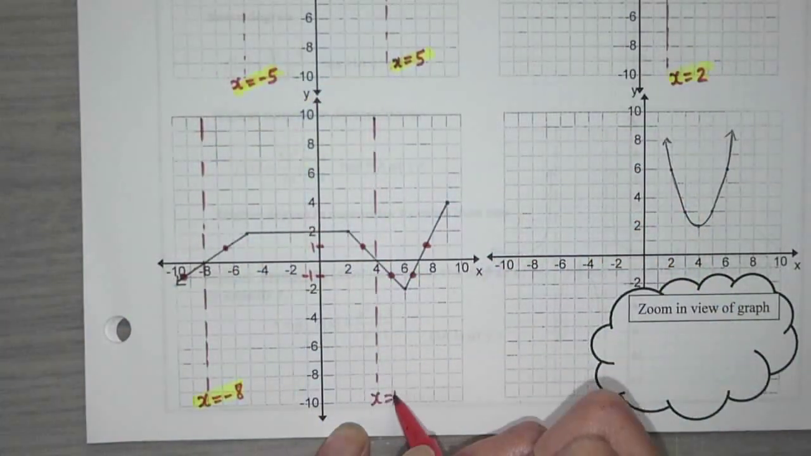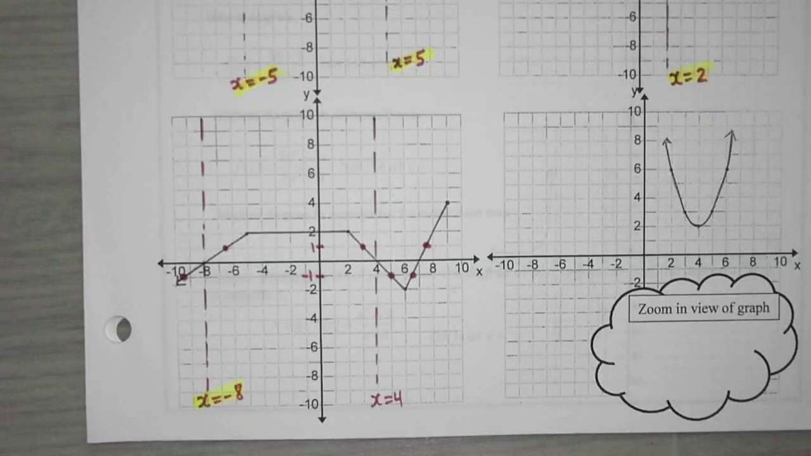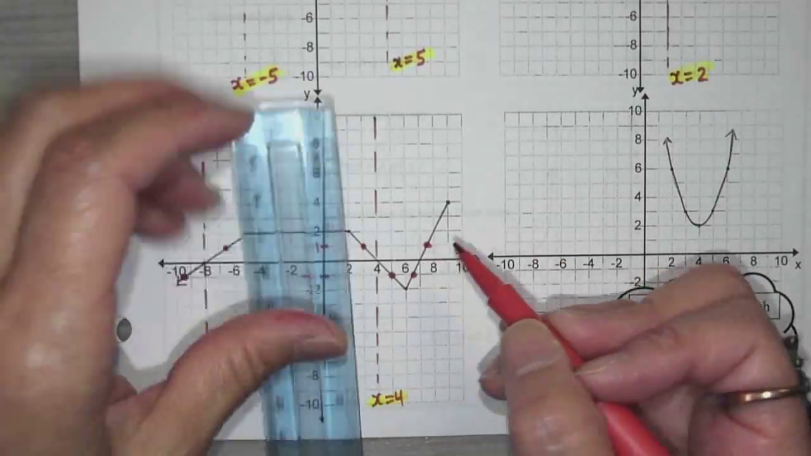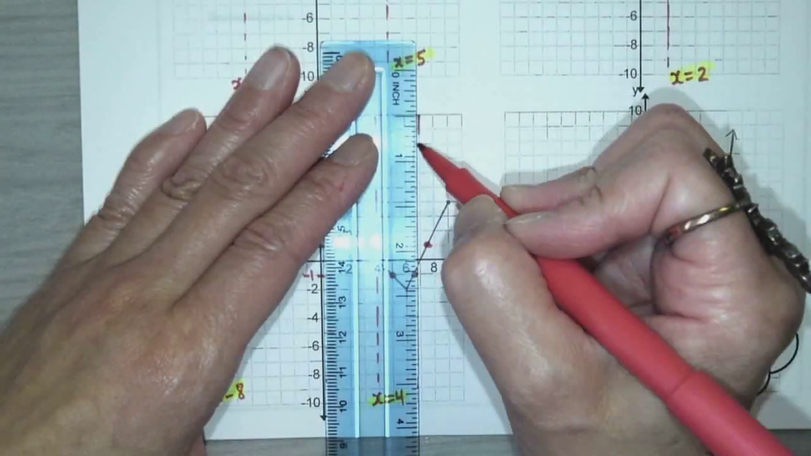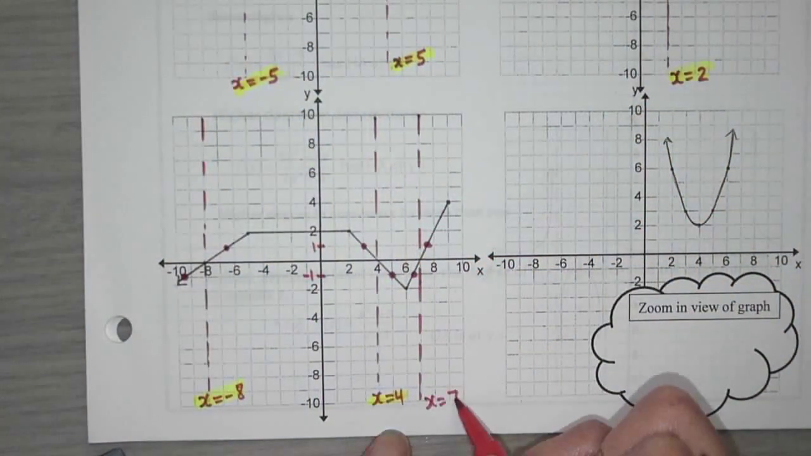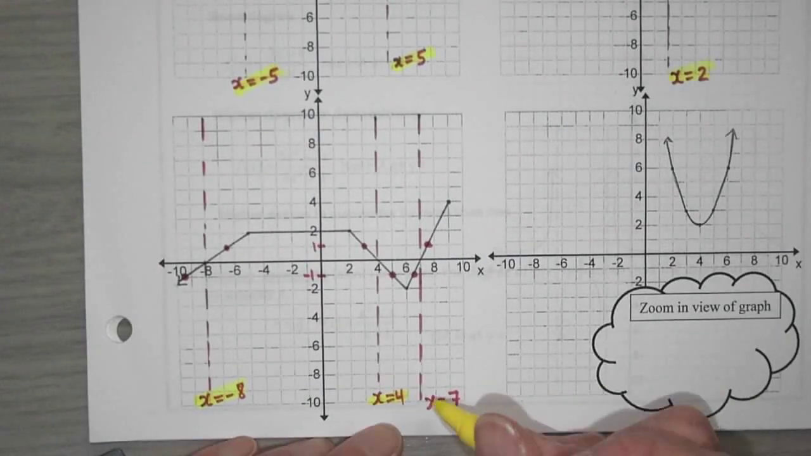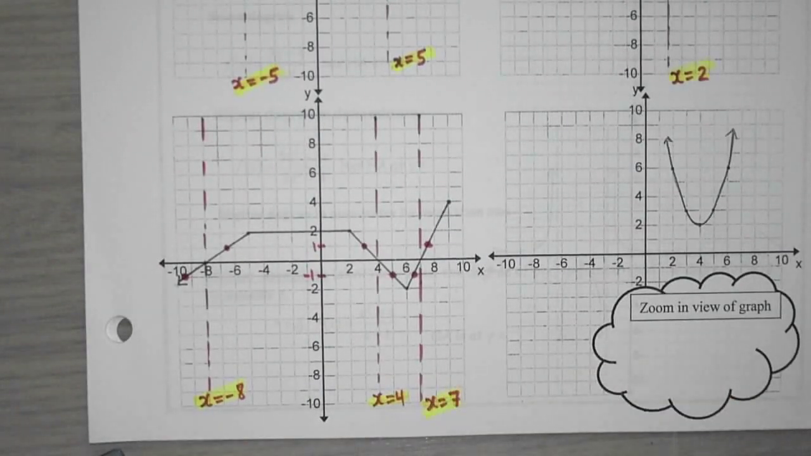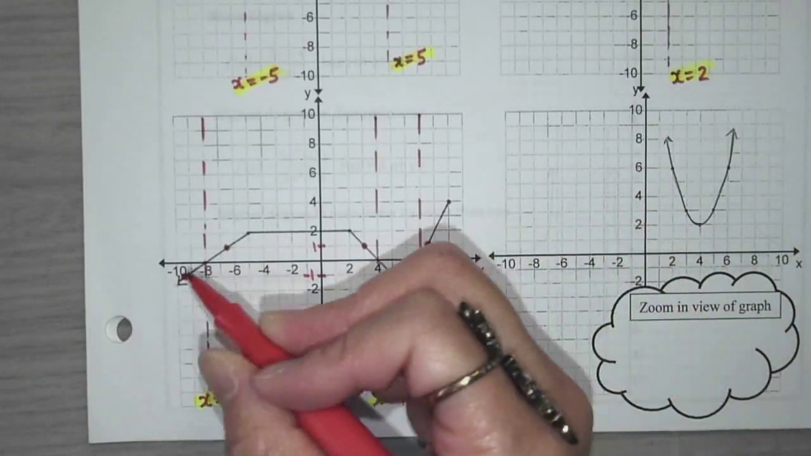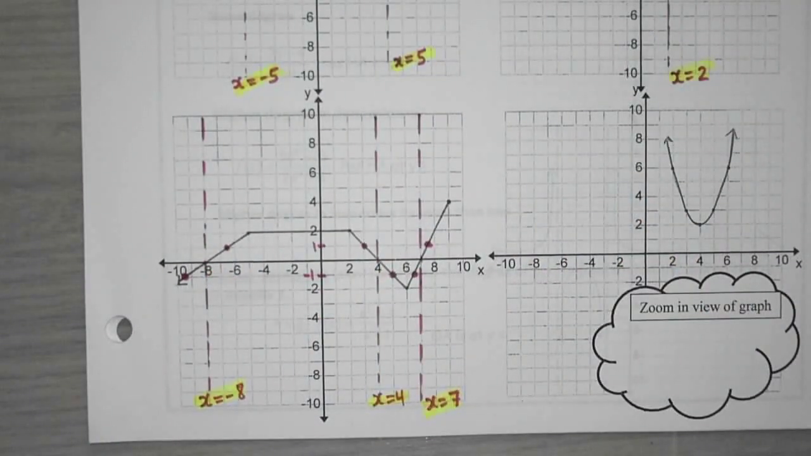Go across. Here's another one, 4. So this is x equals 4, right? Label that. Okay, and I see one more here. And this is x equals 7. Yes? So wherever the graph is 0, it's a vertical asymptote? Exactly. Wherever it hits 0, yep, it's a vertical asymptote.